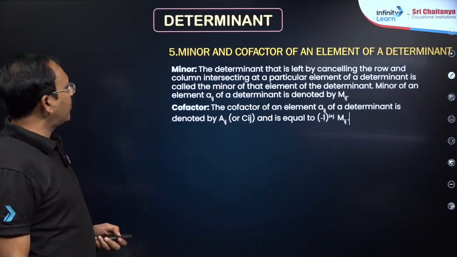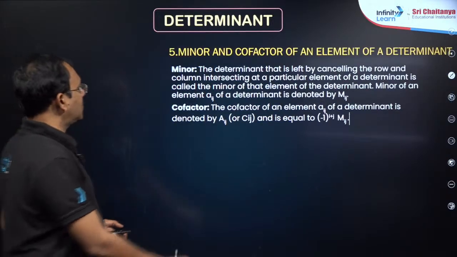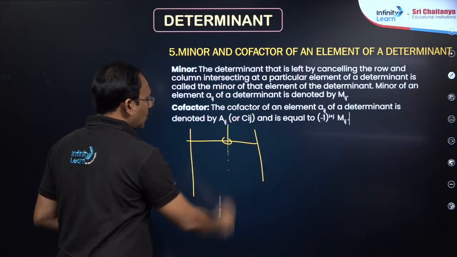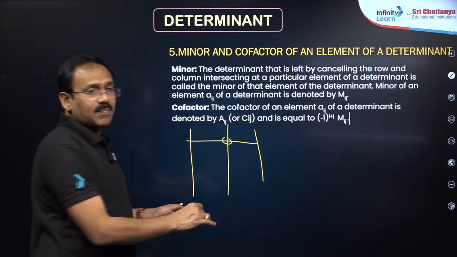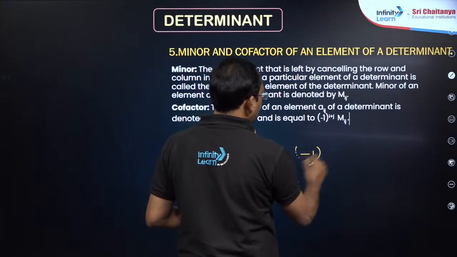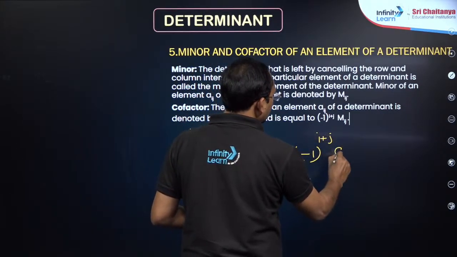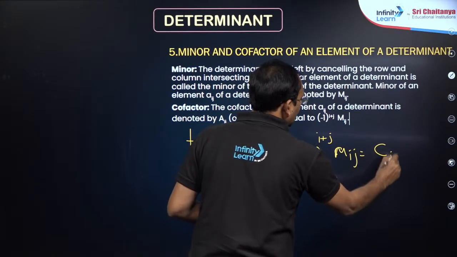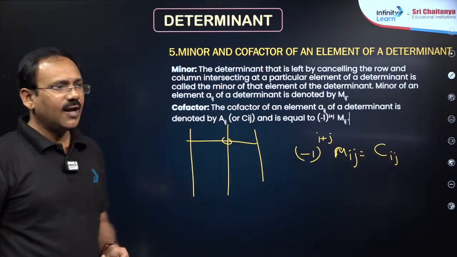They are very, very important. Minor means, my dear friends, if you want a minor of a particular element, remove that row and column and you will get a submatrix. Take its determinant, that is minor. Minus 1 power i plus j into Mij will give you cofactor of ij, my dear friends. Okay.